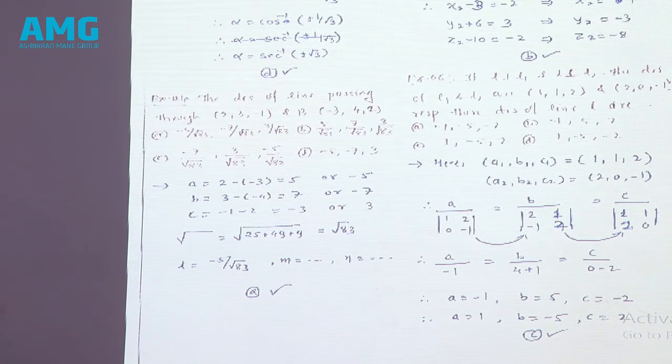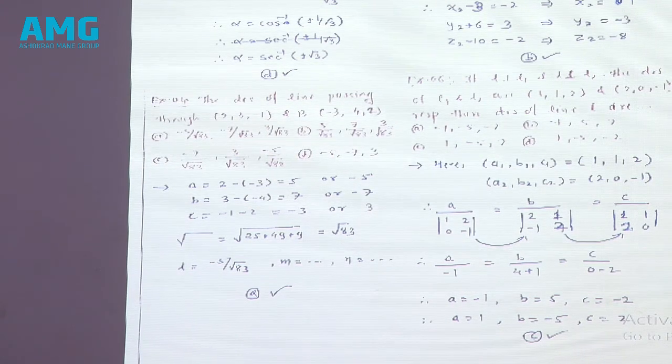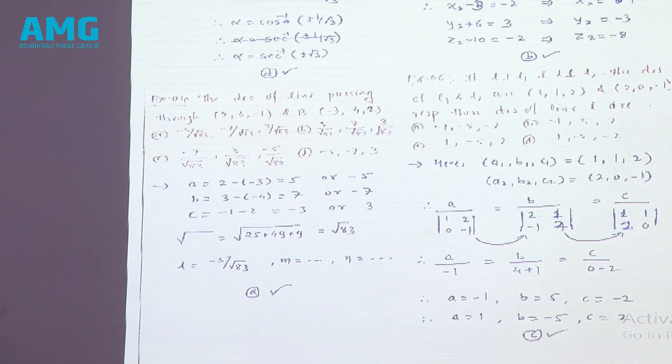A option says that minus 5 upon root 83, minus 7 upon root 83, 3 upon root 83, and second B option is that 5 upon root 83, 7 upon root 83, and 3 upon root 83. Third option is the minus 7 upon root 83, 3 upon root 83, minus 5 upon root 83, and last option is minus 5, minus 7, 3. Our target is to find DCs, and DCs are always fractions. Therefore minus 5, minus 7, 3, it is not possible.